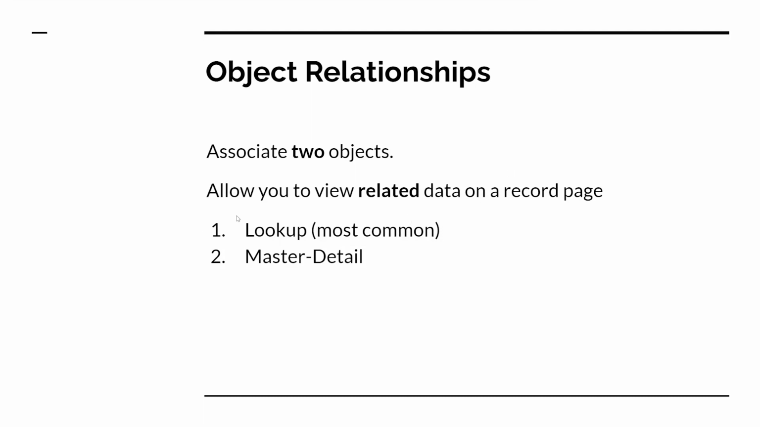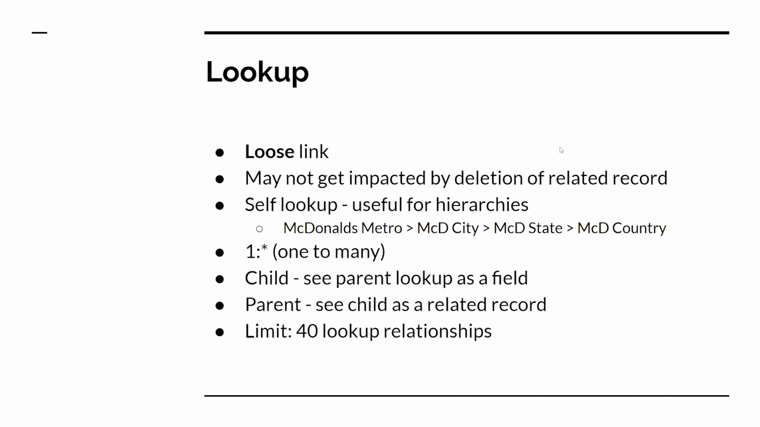The most common you're going to be dealing with is the lookup relationship. But you should also be familiar with master detail as well, which is similar, but there are some differences. Lookups are what's called a loose link relationship. Why they're a loose link is one of the big things: if you delete the parent record, the child may not get impacted. You could have some automation or other rules or settings which would make an impact, but it's not by default.